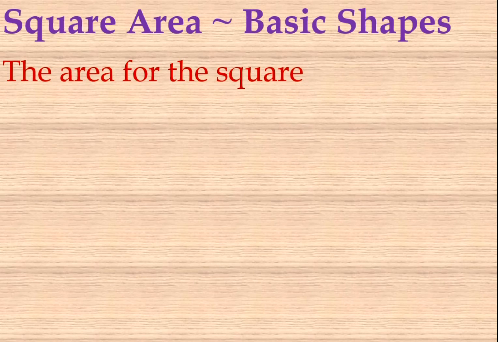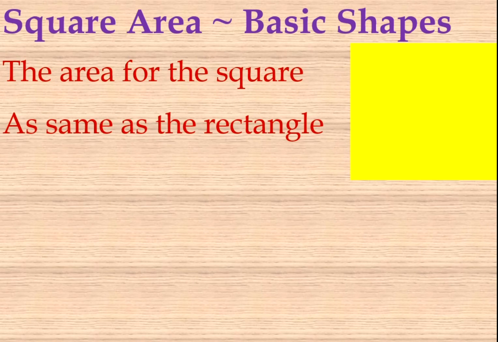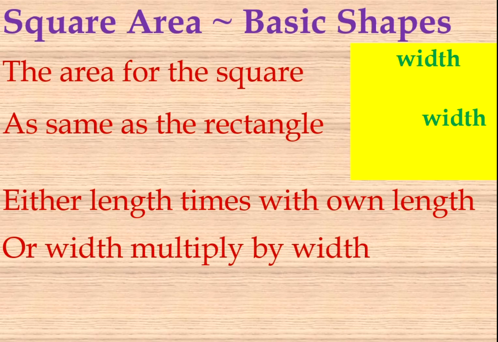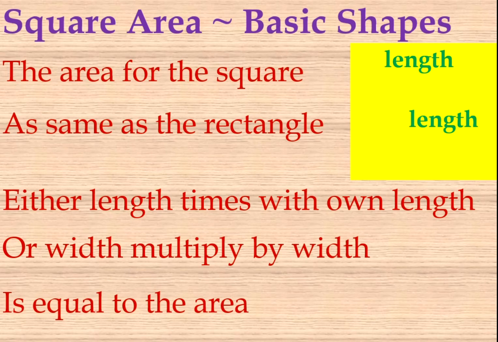The area for the square is the same as the rectangle. Either length times width, or width multiplied by width, is equal to the area.